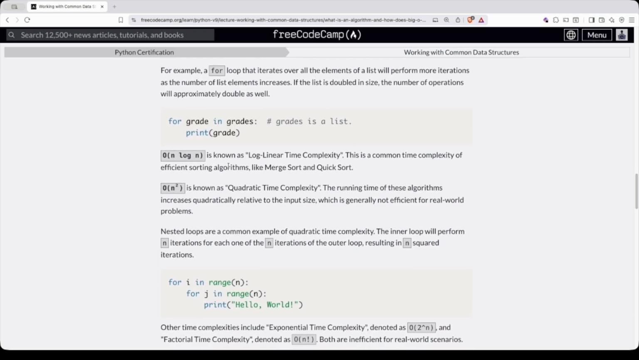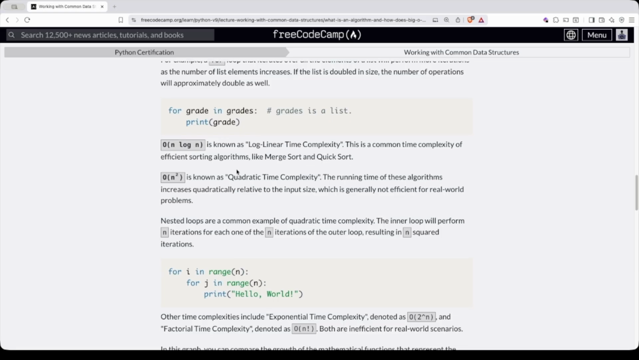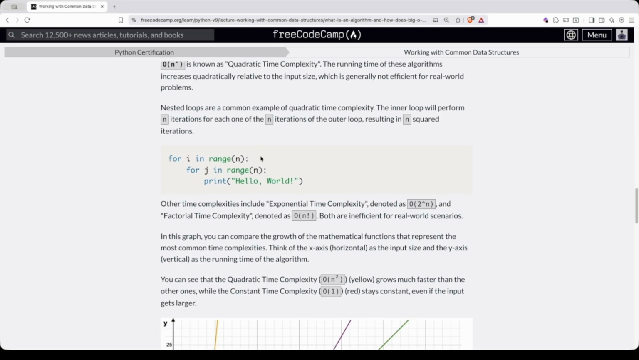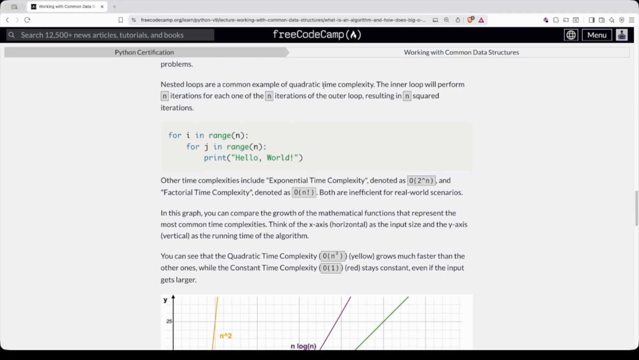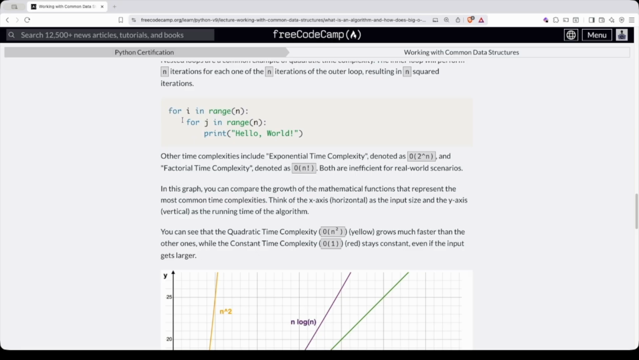O(n log n) is known as log-linear time complexity. This is a common time complexity of efficient sorting algorithms like merge sort and quick sort. And then O(n squared) is known as quadratic time complexity. The running time of these algorithms increases quadratically relative to the input size, which is generally not efficient in real-world problems. Nested loops are a common example of quadratic time complexity. The inner loop will perform n operations for each one of the n iterations of the outer loop, resulting in n squared iterations. So here's our nested loop: for i in range, for j in range, print hello world.